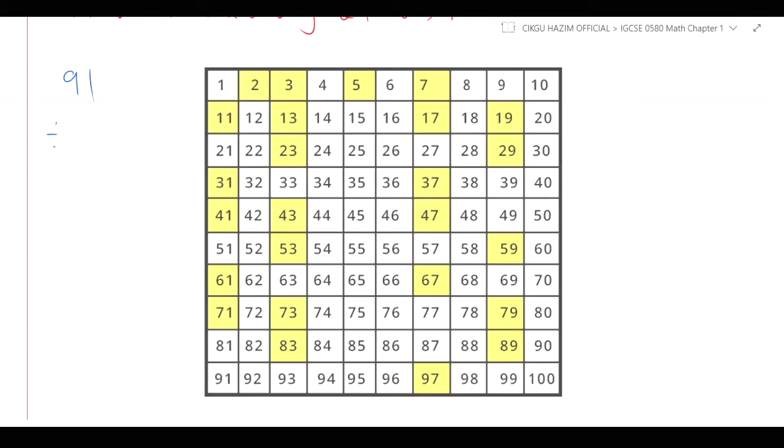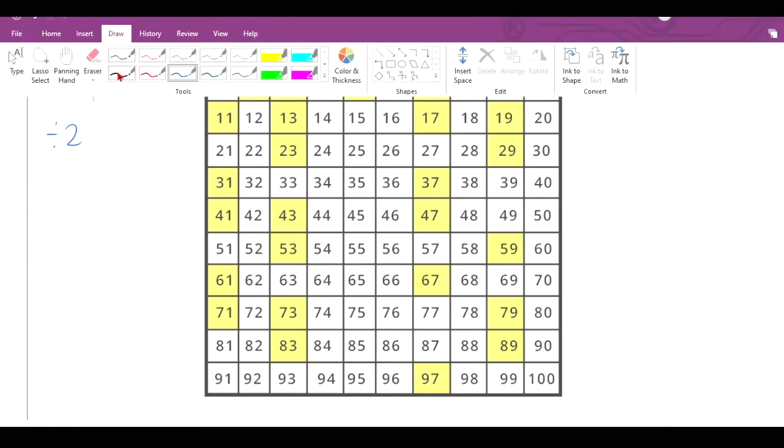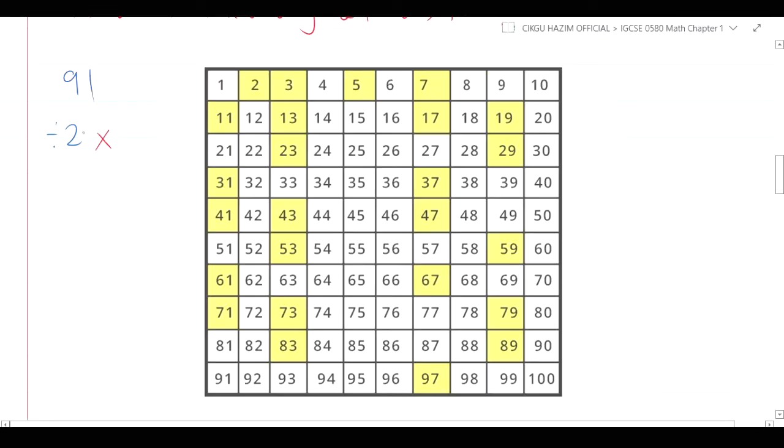So you try to divide by 2. 2 is the first prime number, right? Try to divide by 2. Can it be divided by 2? No. So it could be a prime number.